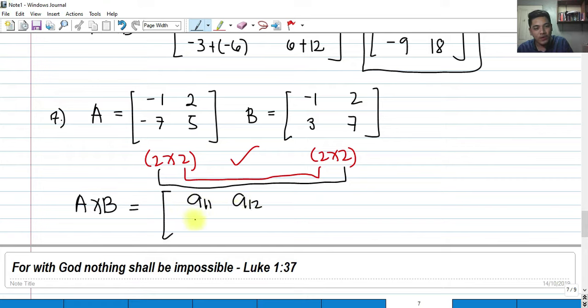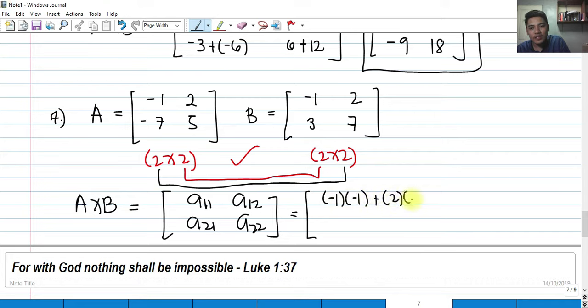A11, A12, A21, and A22. A11 means, again, row 1, column 1, row 1, column 2, row 2, column 1, row 2, column 2. So what are we going to do? Again, A11, row 1, column 1, summation of products of row 1 and column 1, we have -1 times -1 plus 2 times 3.